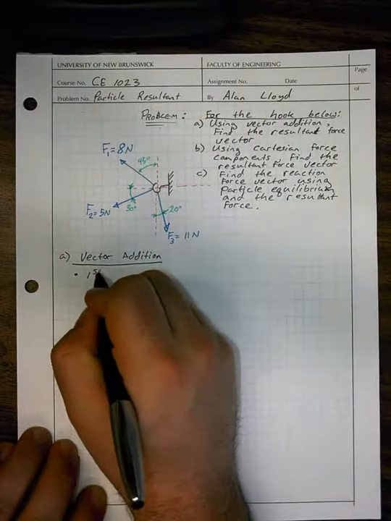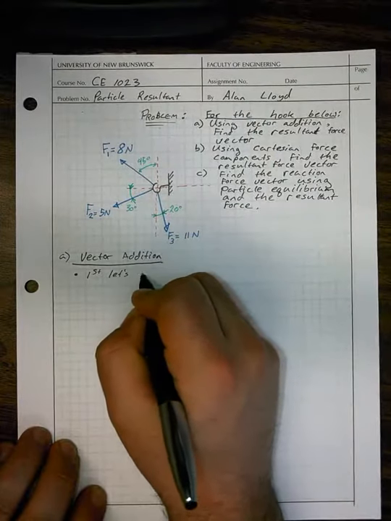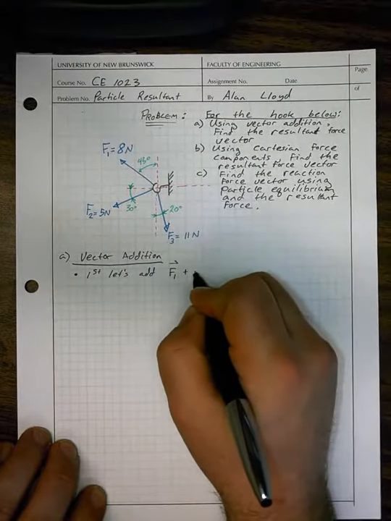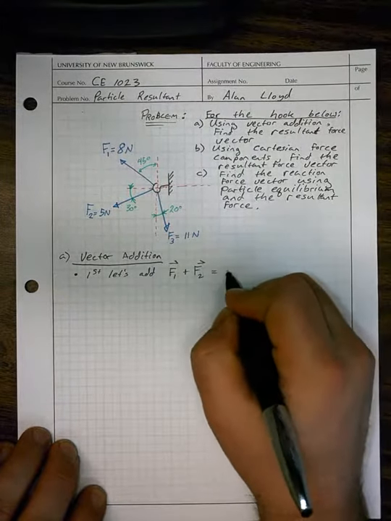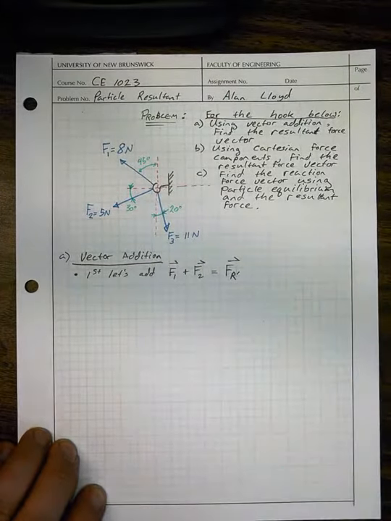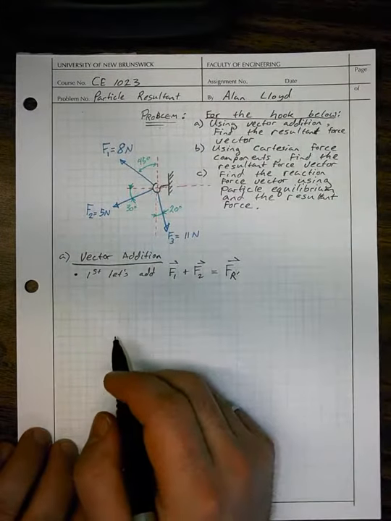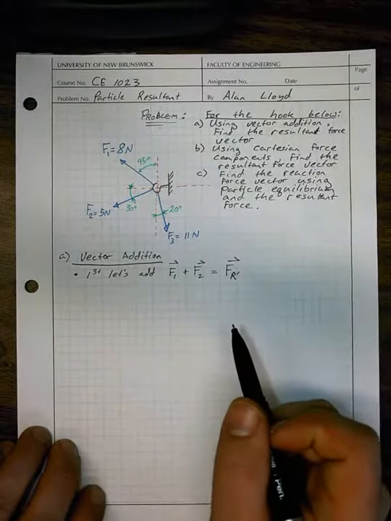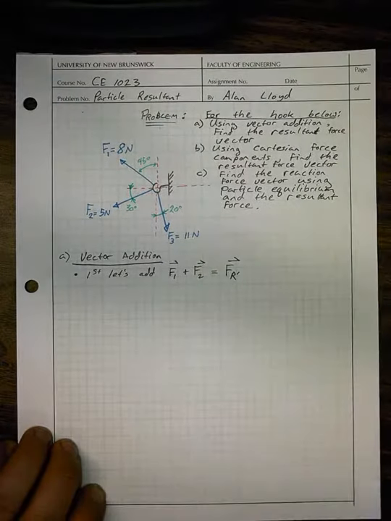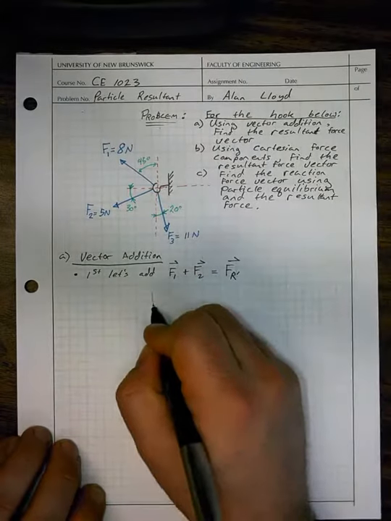So first, let's add vector 1 plus vector 2 to get a new vector that we'll call F_R prime. And the little arrow on top denotes it's a vector rather than a scalar. So recall that a vector has both magnitude and direction, and the scalar only has magnitude. In order to add these vectors, we'll employ the parallelogram rule and the vector triangles to determine both magnitude and direction.